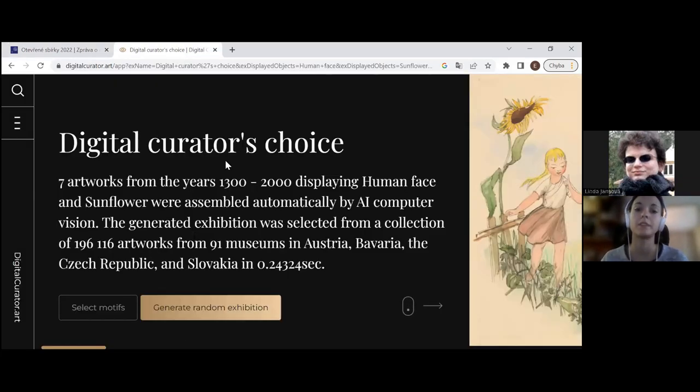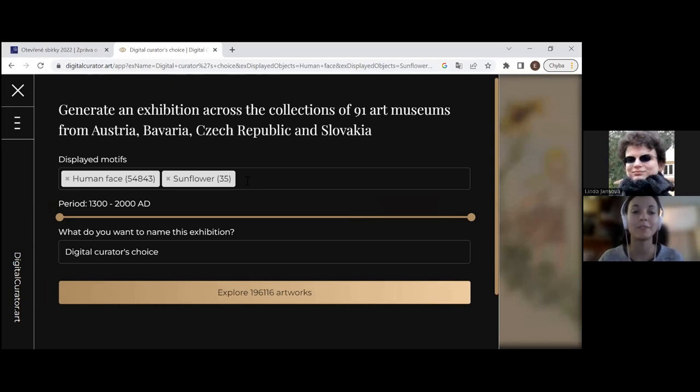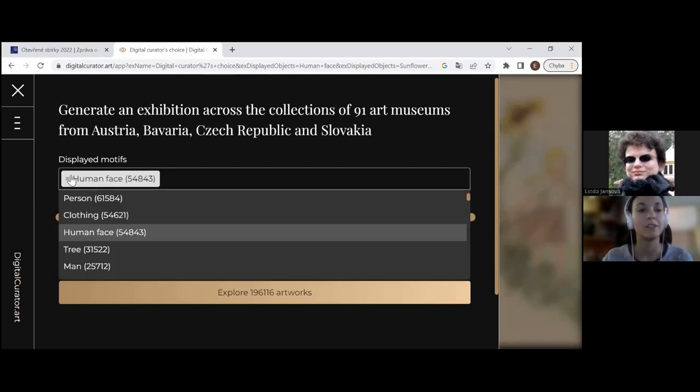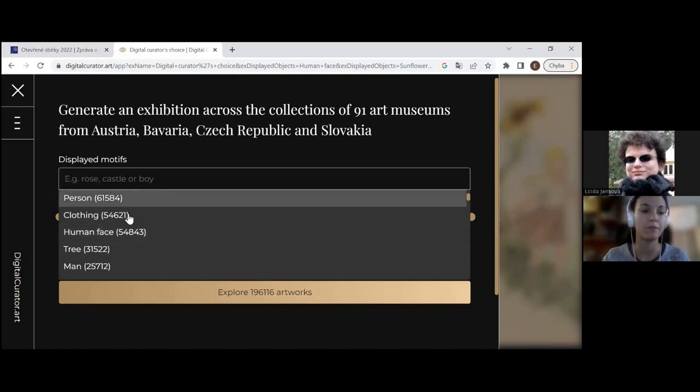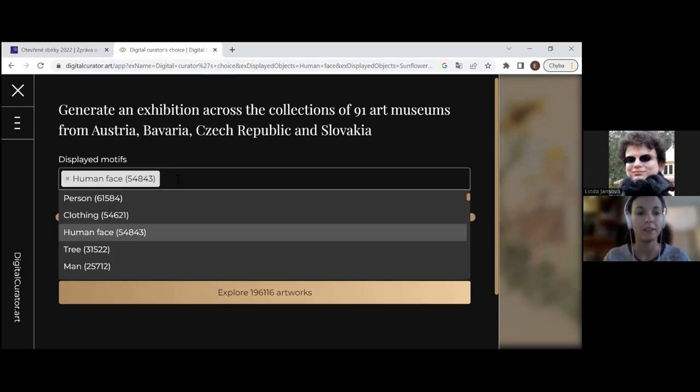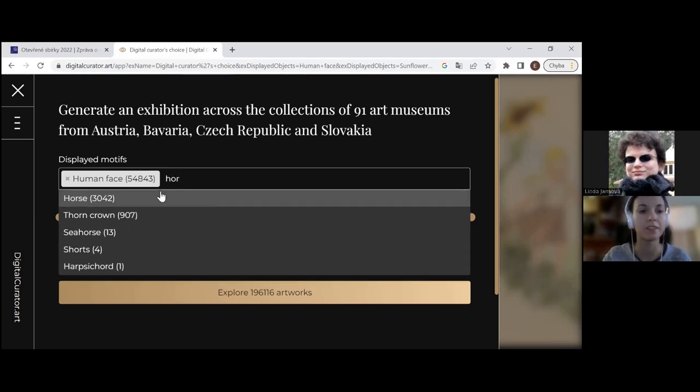I will show you this webpage, his project, Digital Curator, because I think it's really important to understand why it is so important to have access to those digitalized collection items from museums and galleries. As you can see, he developed an app that is called Digital Curator, and you can use it to find some exhibition based on motifs. As you can see, you can put there some motif. We can try like human face, and maybe we can try, I don't know, horse.